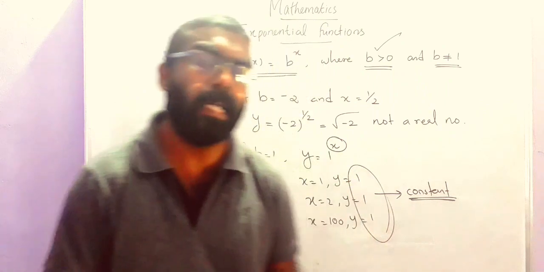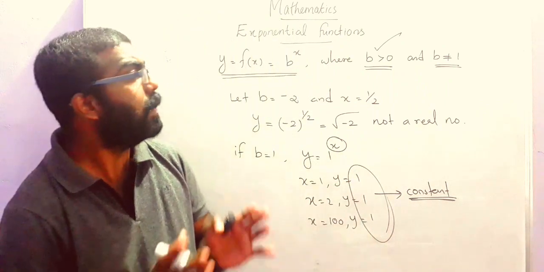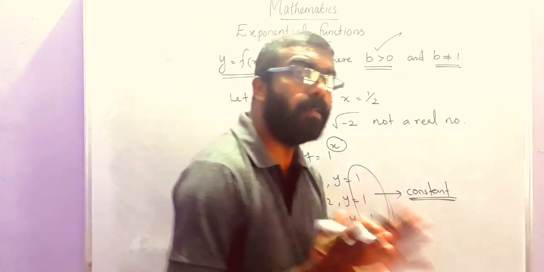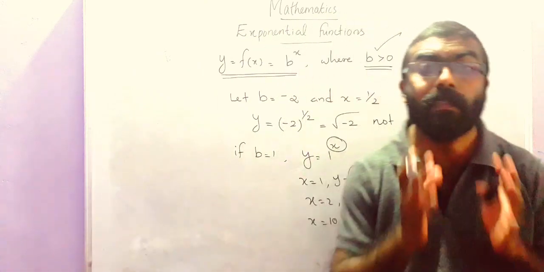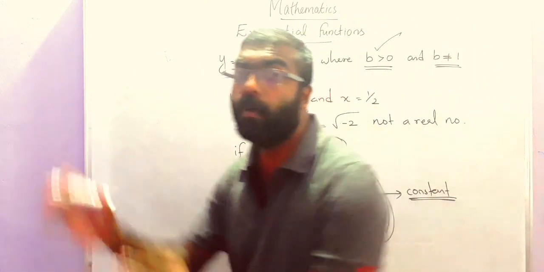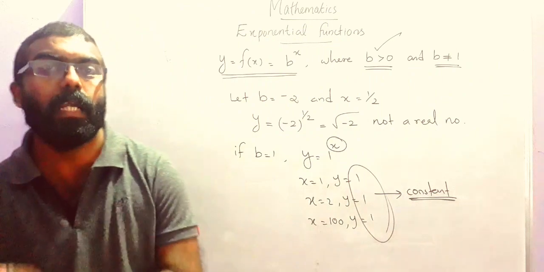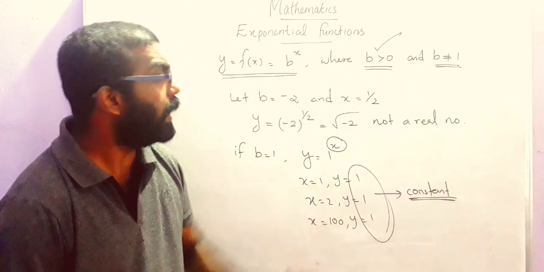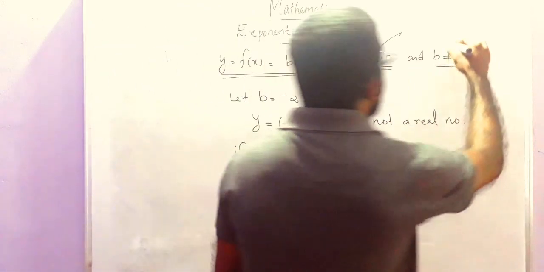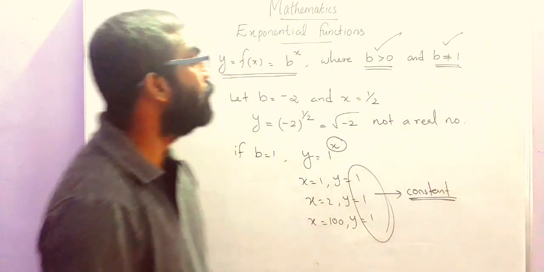Exponential means rapid growth. It's an ever increasing function. As x increases, y also increases. The function also increases. So it's not possible. That is why it's given that b is not equal to 1.